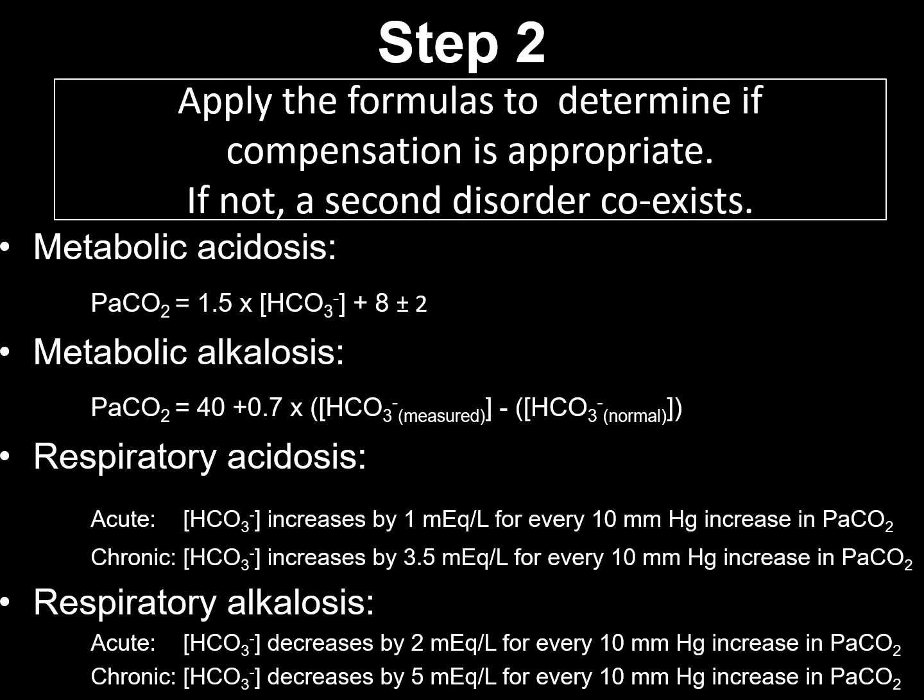For respiratory alkalosis, it is also classified as acute or chronic. For acute compensation, bicarbonate concentration decreases by 2 milliequivalents per liter for every 10 millimeters of mercury increase in arterial carbon dioxide. For chronic compensation, the bicarbonate concentration decreases by 5 milliequivalents per liter for every 10 millimeters of mercury increase in arterial carbon dioxide.